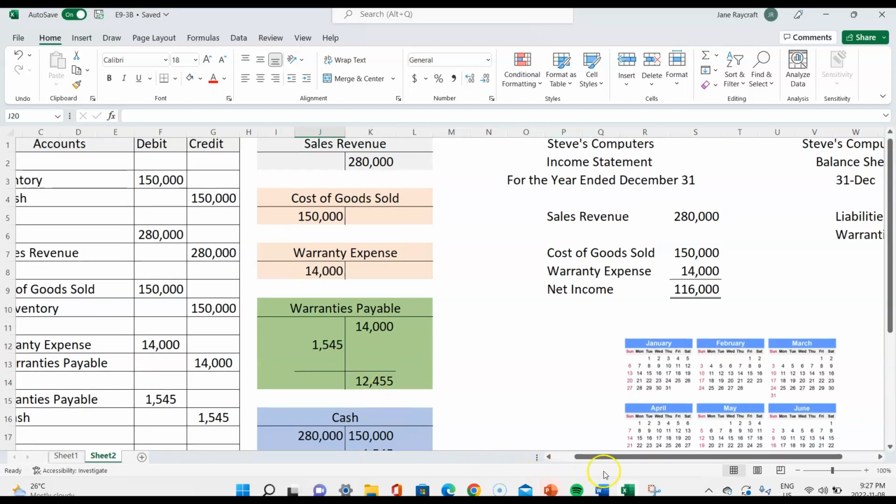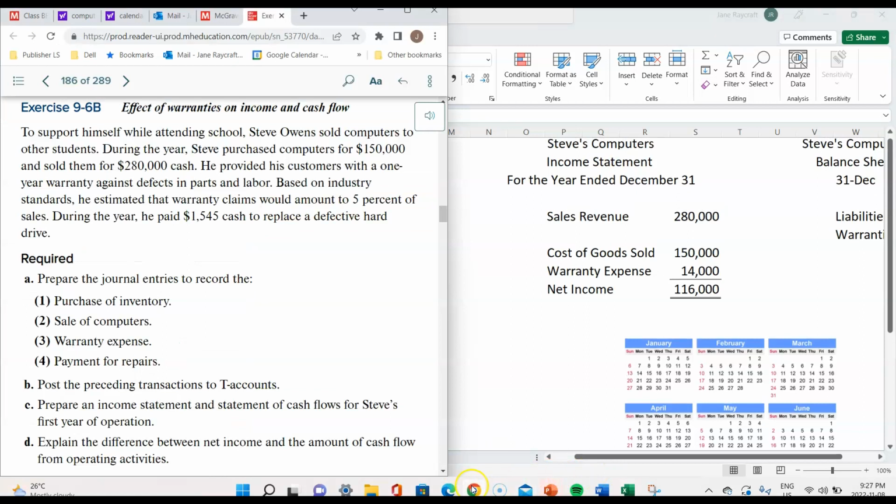So now the question asks us to post the preceding transactions into the T accounts. Done. Prepare an income statement and statement of cash flows for Steve's first year in operation. Well, there's my income statement. Our revenue, cost of goods sold, less our expenses to calculate our net income.